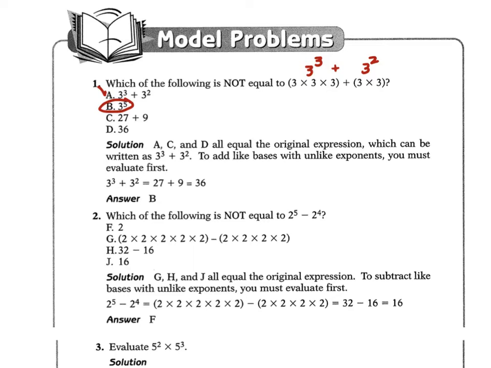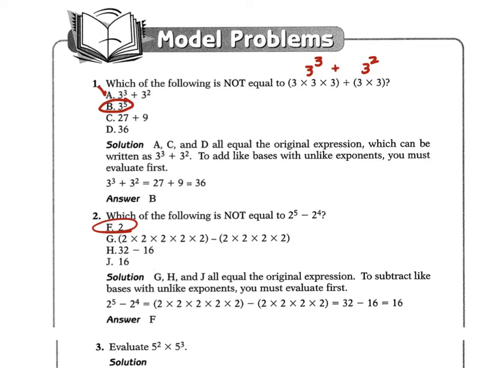For 2, it asks which of the following is not equal to 2 to the 5th power minus 2 to the 4th power. So the 2 to the 5th power is 2 times 2 times 2 by itself 5 times, and the 2 to the 4th power is 2 times itself 4 times. So the 2 that's by itself is not equal to it.